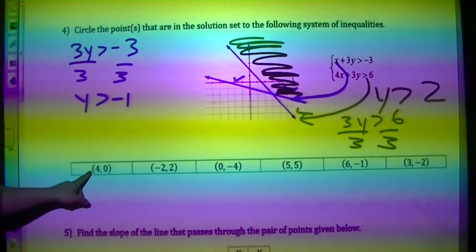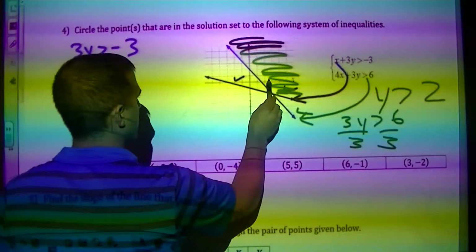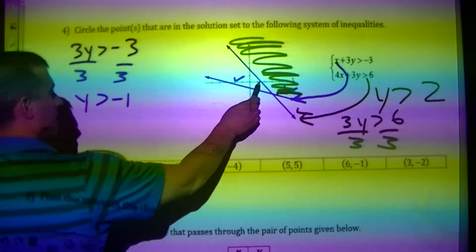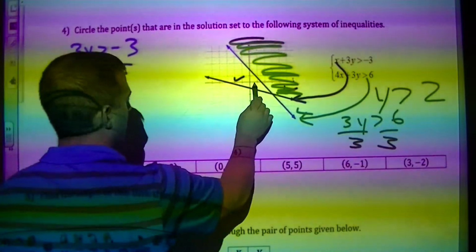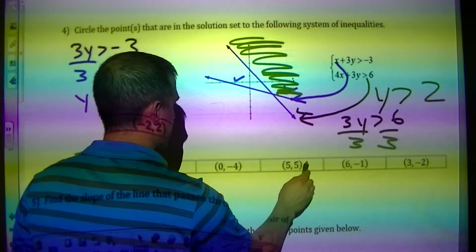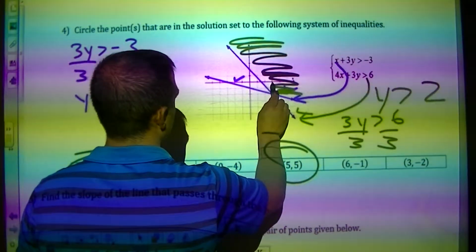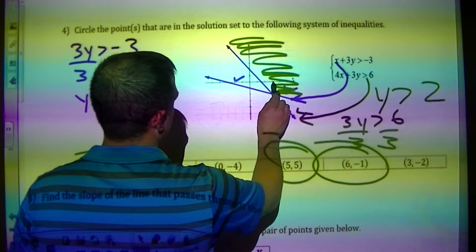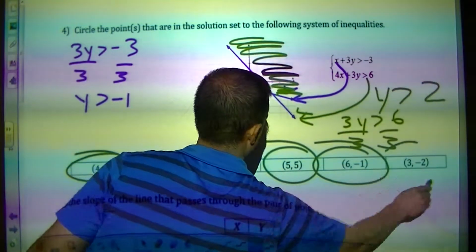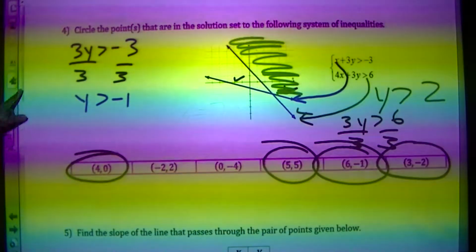Let's see if I can get this. 4, 0. 1, 2, 3, 4. Yep, that works. -2 over 2 up. Nope. 0, -4. Nope. 1, 2, 3, 4, 5, 5 up. Yep. 6, 1, 2, 3, 4, 5, 6 down 1. Yep, that works. 3, 1, 2, 3, down 1, 2, and that looks like that one works. So all of those end up working.